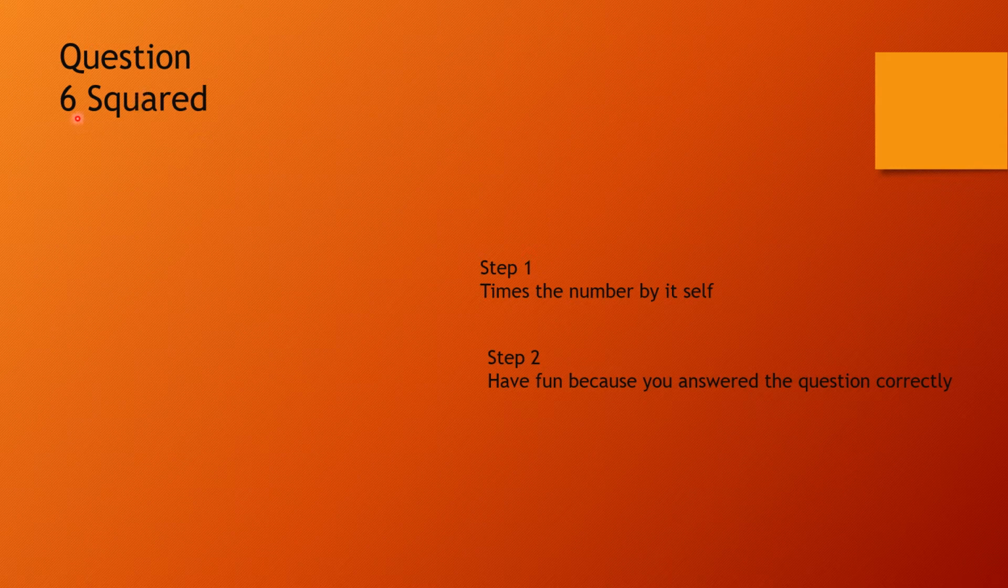Okay, question. 6 squared. Times the number by itself. It's 6 times 6. That is 36. Have fun because you answered the question. Question number 2. 2 squared. That's 4, I know that.